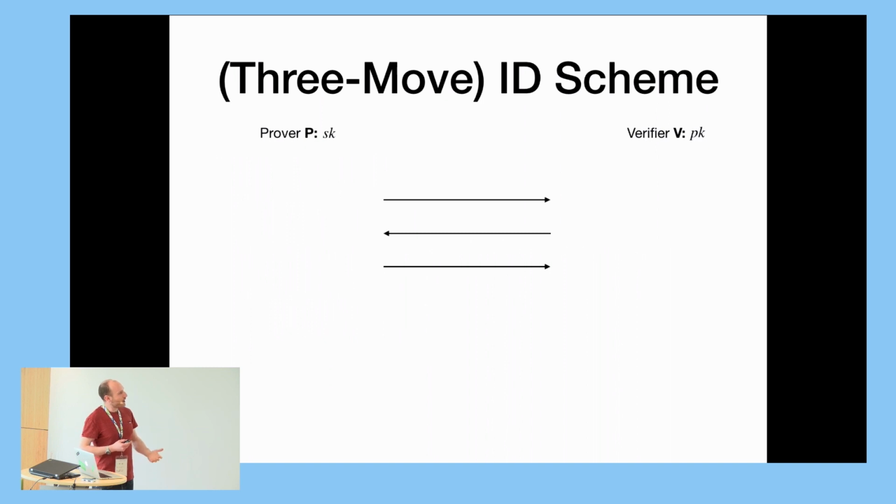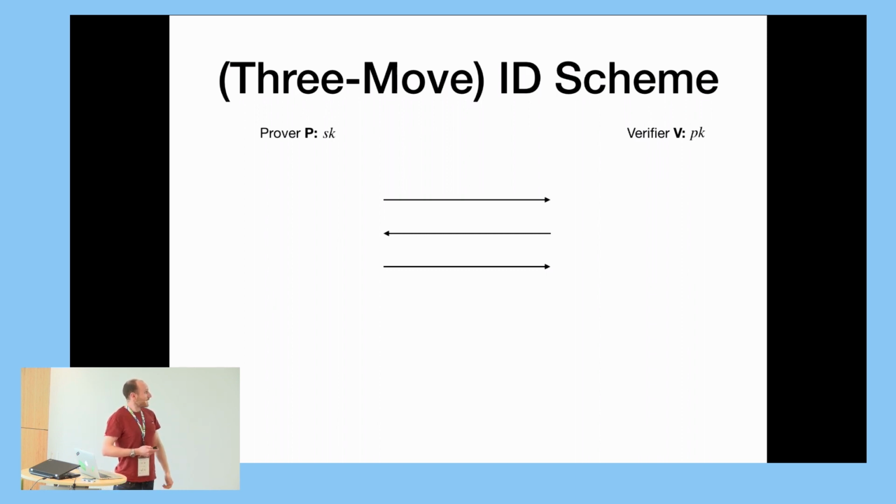So now before I show how such a hash function directly implies an identification scheme, let me actually recall quickly what an identification scheme is. So we're going to consider three-move identification schemes for this talk, and here we have a prover on the left-hand side. Again, the prover holds a secret key, and on the right-hand side, we have a verifier that holds a public key. And the goal of this three-move interaction is for the prover to prove to the verifier that indeed it holds the secret key matching this public key.